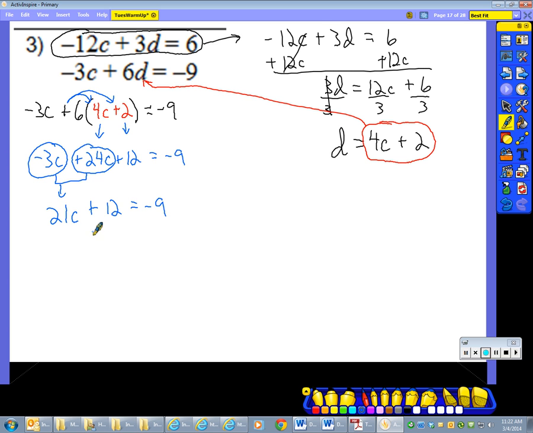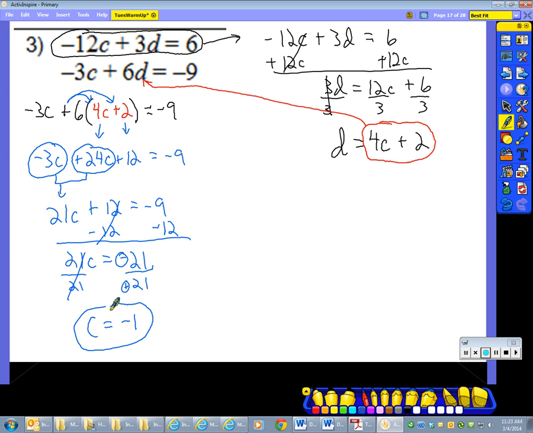And I want to get c by itself, so I'm going to subtract 12 from both sides. So I've got 21c equals negative 9, and a negative 12 is going to be a negative 21. So I divide this side by 21, divide that side by 21 to get c by itself, and I found out that c equals negative 1, because when you divide a negative and a positive, you get a negative answer. So here we go, c equals negative 1.